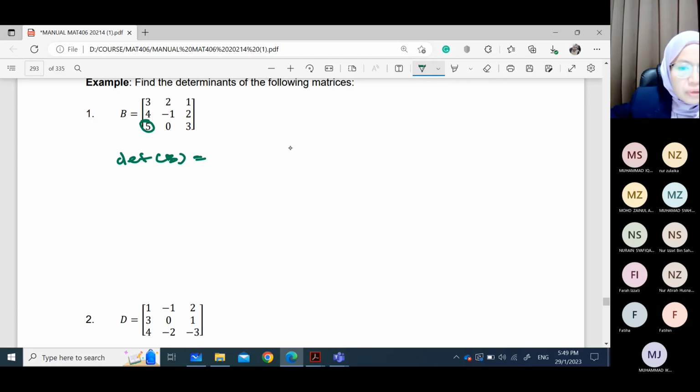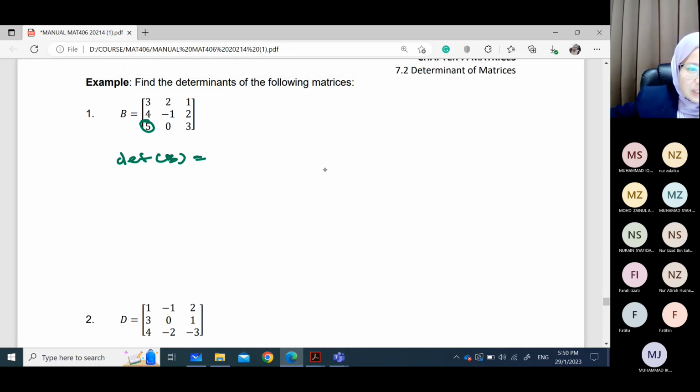So, factor dia adalah 5. You boleh ambil mana-mana row yang you nak. So, tips untuk pendekkan kerja kita, kita cari yang row yang ada kosong. Okay, so untuk determinant B, so factor kita adalah 5. So 5, so kita eliminate for the first row, first column, and the third row. Okay, so we find the determinant for this one, 2, 1, negative 1, and 2.